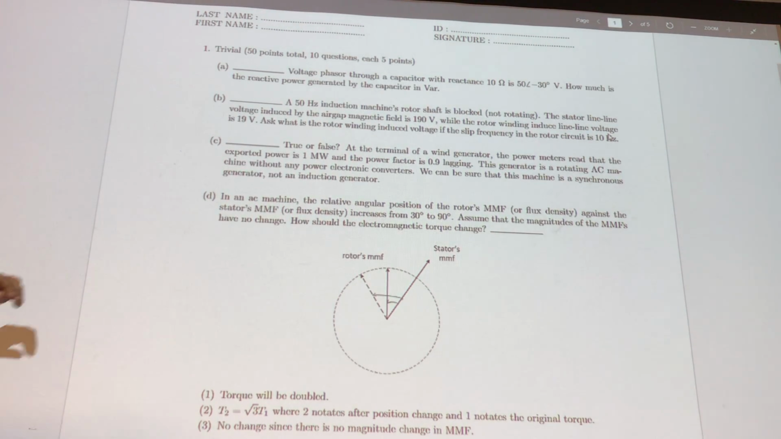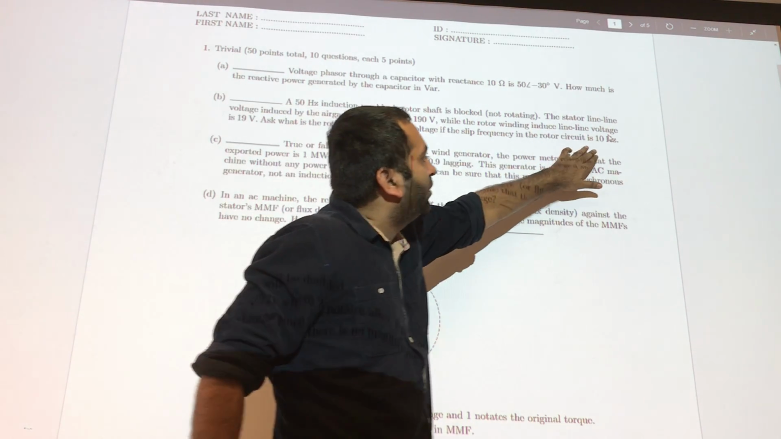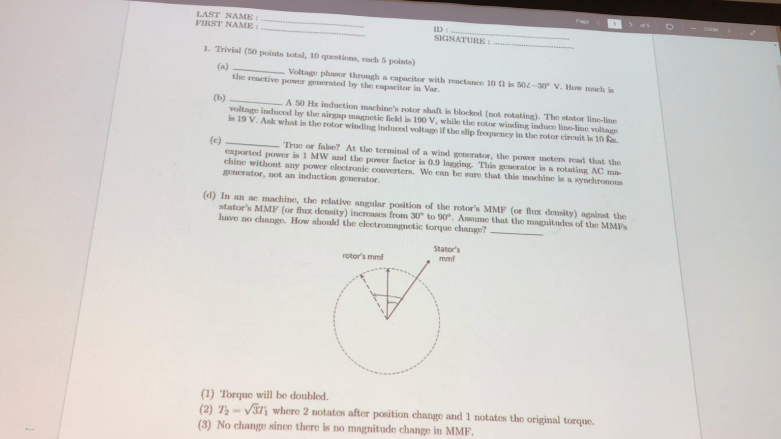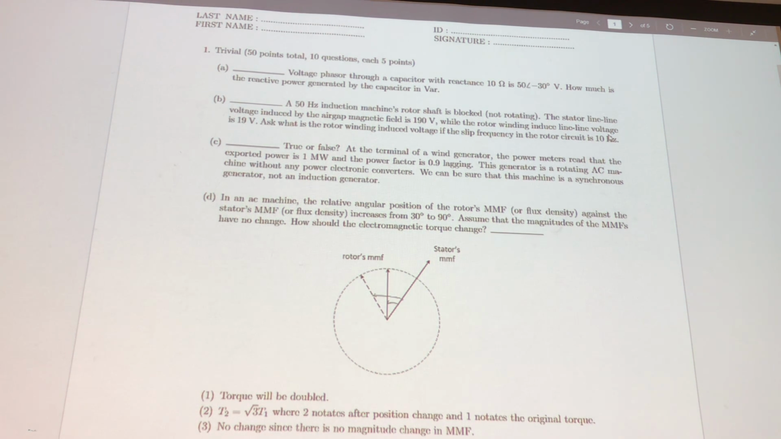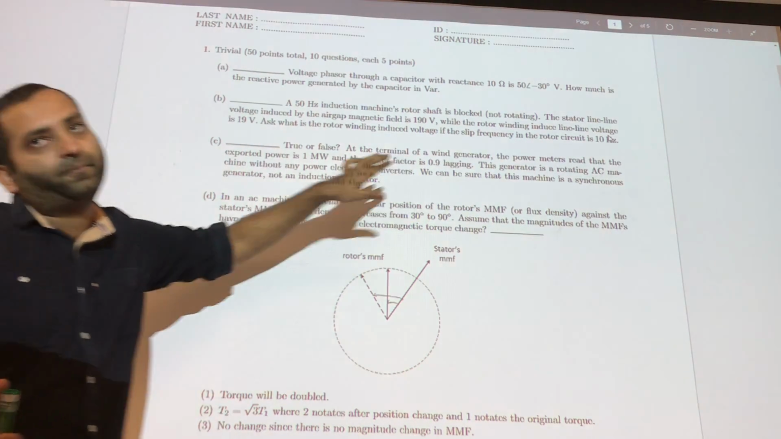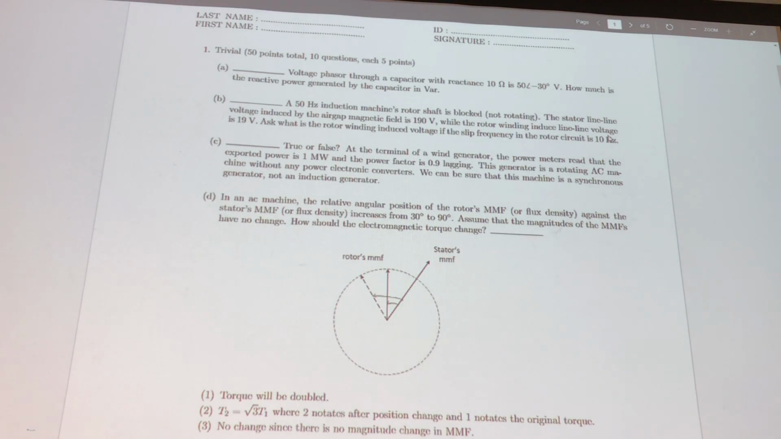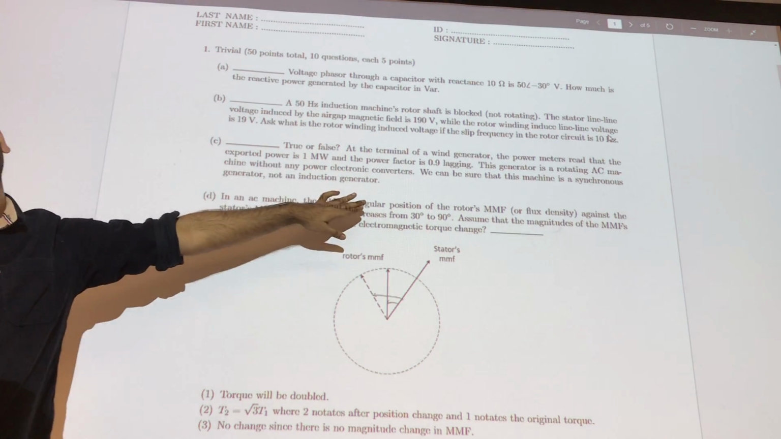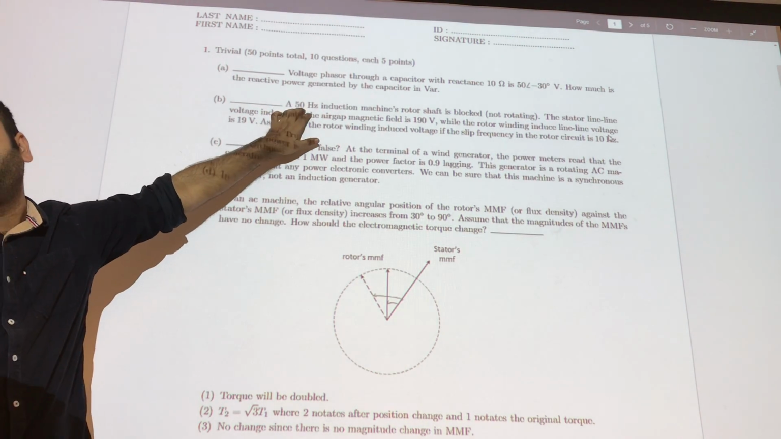So what is this one? Can you find the slip from this when it gives the slip frequency is 10 Hz? So what is slip frequency? When you hear the term slip frequency, what is the meaning of that? If we have an input frequency of 50 Hz, then the slip frequency is slip times the input frequency.